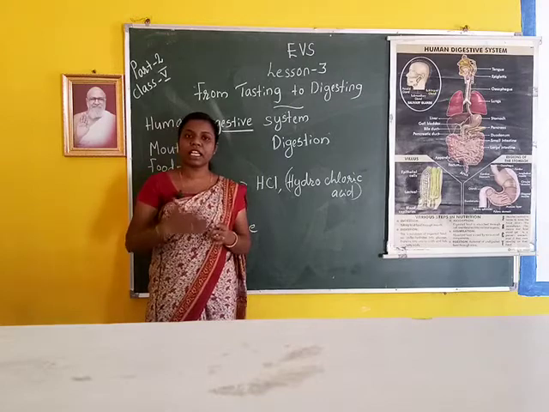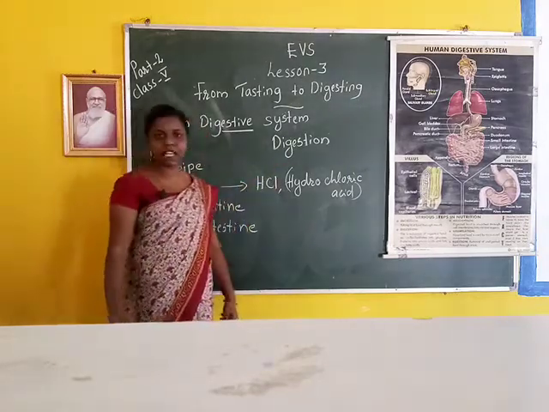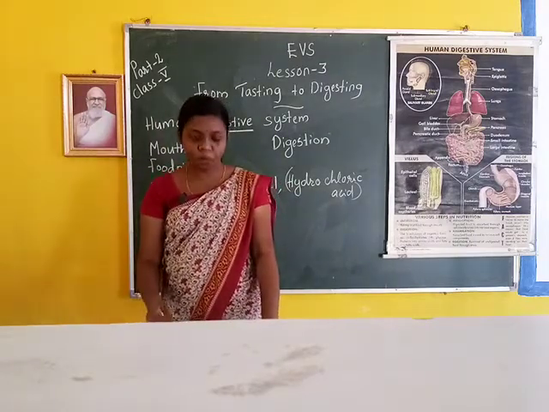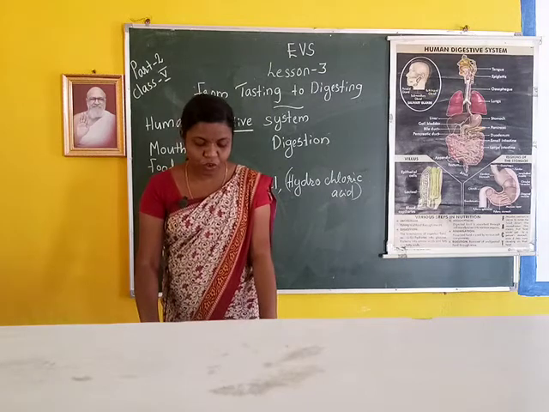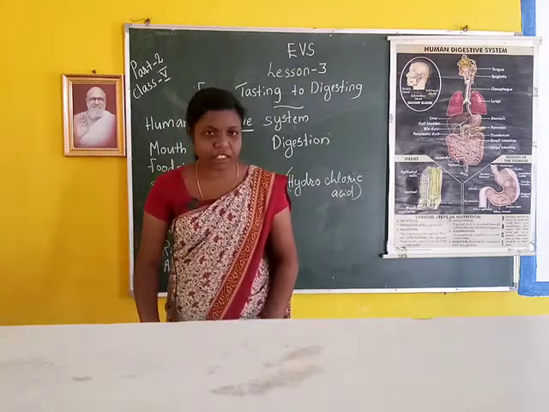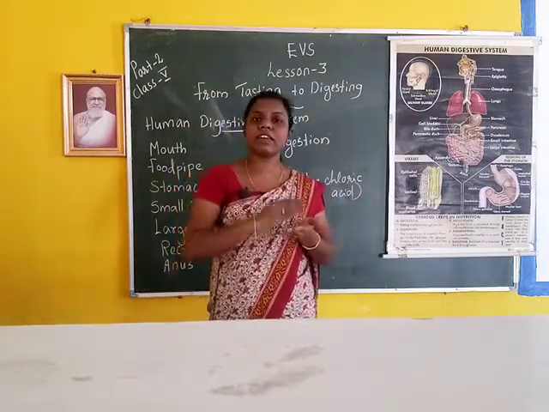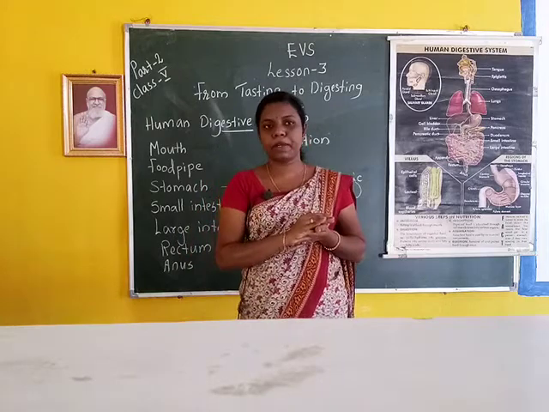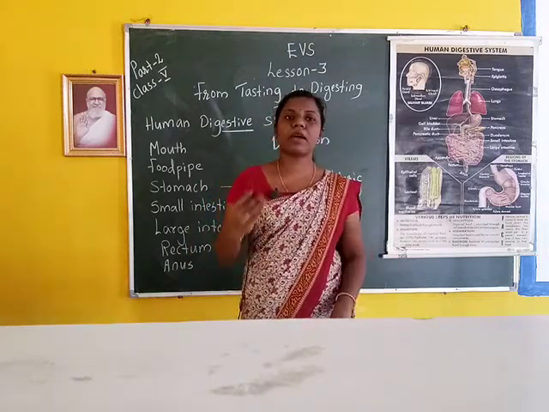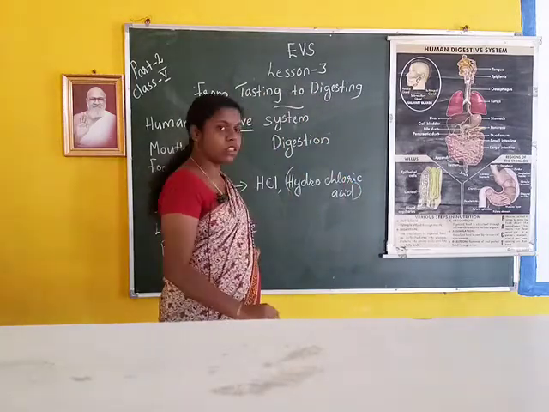This partially digested or undigested food goes to the small intestine. Digested food goes into the blood and undigested food goes to the large intestine. That means partial digestion is completed in the stomach, then digestion ends in the small intestine. Then some undigested food goes into the large intestine.